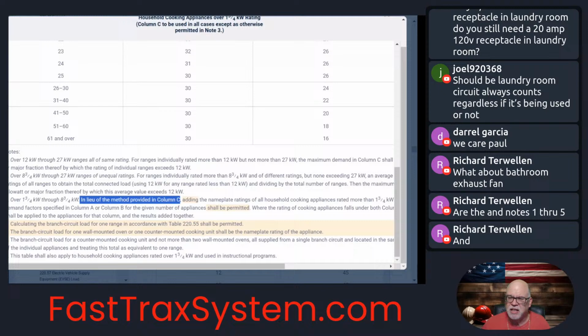Again, go watch that video on Fast Track's Tube about ranges. You'll get it. All right, so notice that note 1 says over 12 through 27, and then note 2 says over 8 3/4 through 27 when you have ranges of unequal ratings, okay? That type of thing. None of which apply to ours. The only one that applies or can apply is note 3.